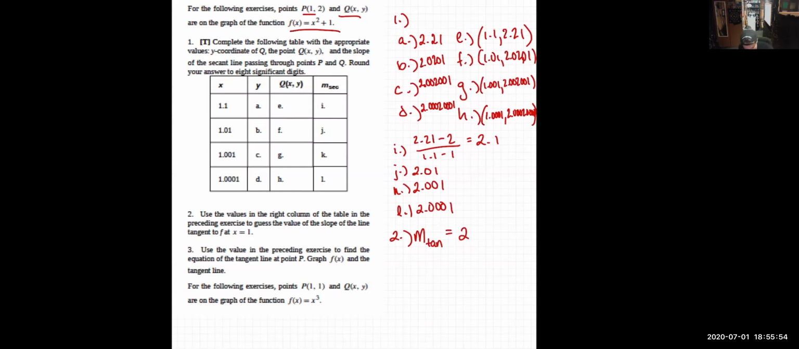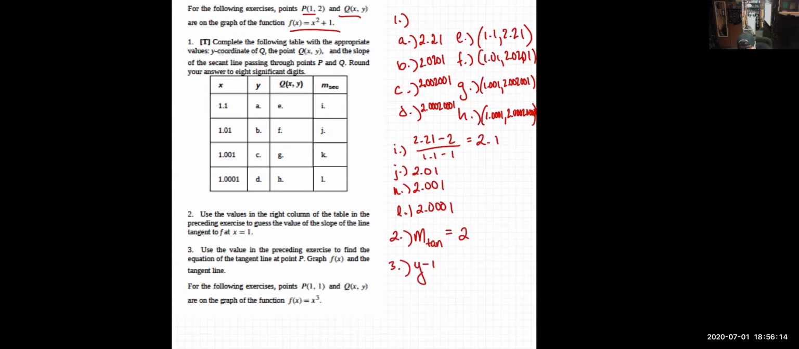For number 3, use the value in the preceding exercise to find the equation of the tangent line at point P. Graph f(x) and the tangent line. I'm going to choose to write this in point-slope form. The point that this tangent line will definitely go through is the point (1, 2).